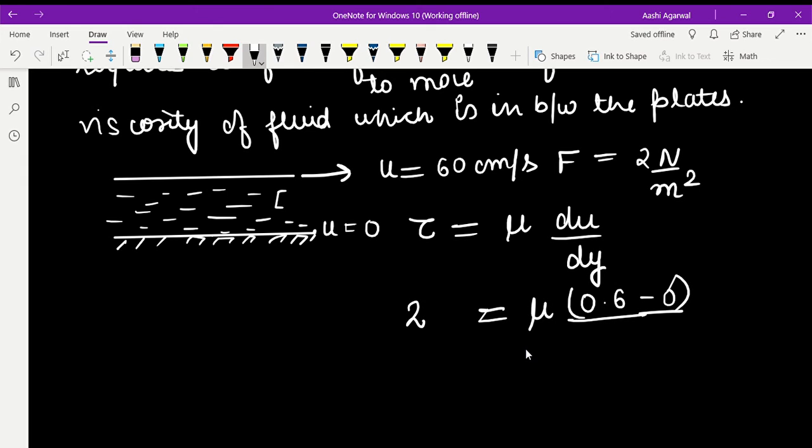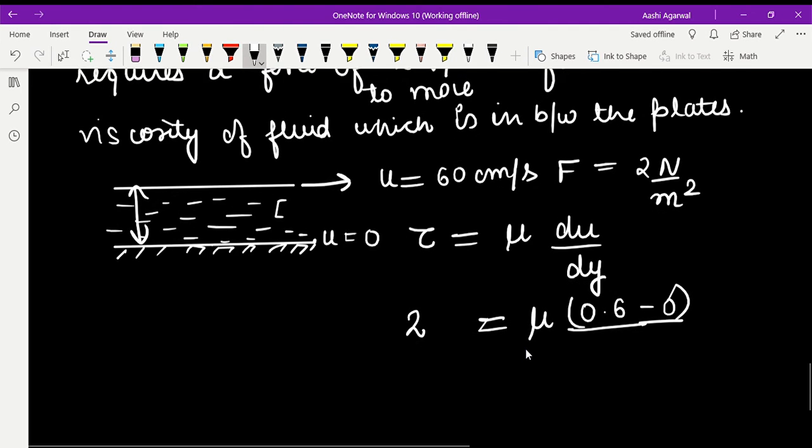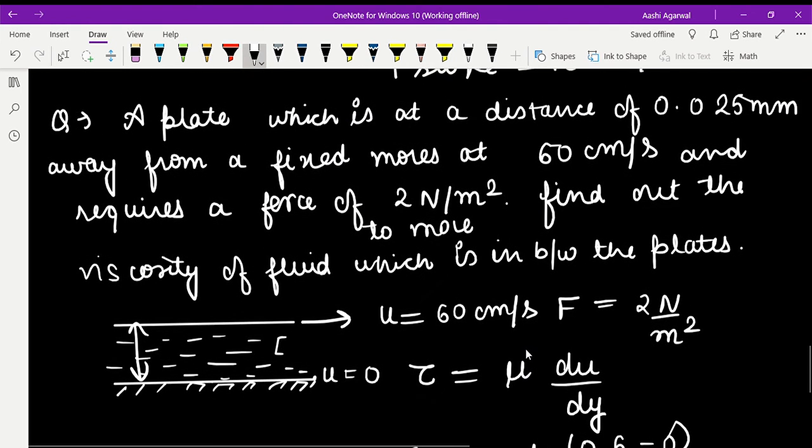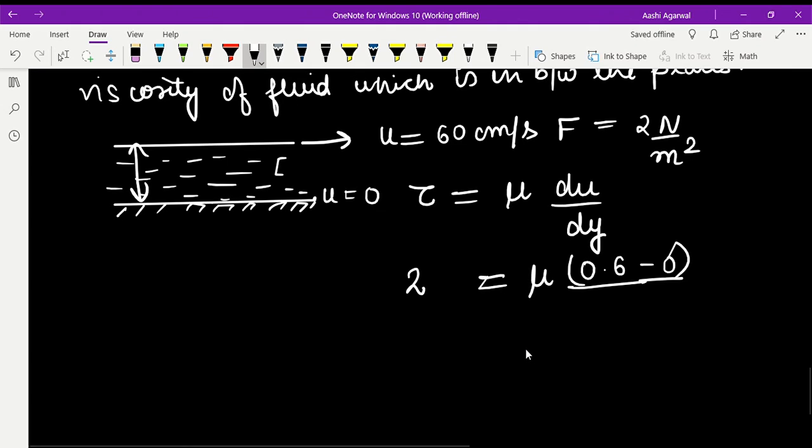And dy is what? Dy is nothing but the distance over which this velocity has changed. The distance over which the change in velocity has been observed. So it is nothing but 0.025 mm, which is given in the question. So quickly I will write it down as 0.025 into 10 to the power minus 3.